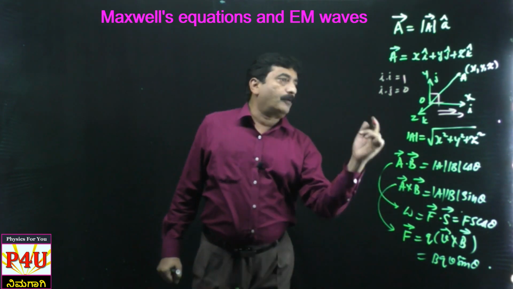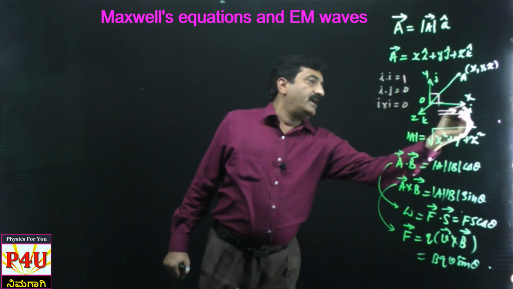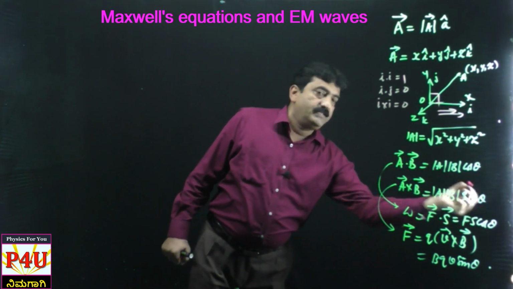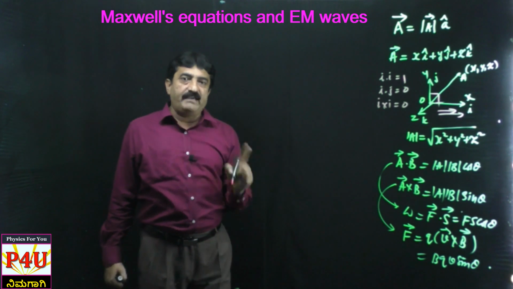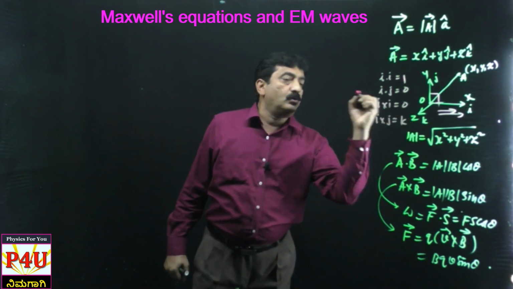When it comes to cross product, I cross I equal to 0 because I and I have angle 0, sin 0 is 0, so the cross product of the same vector is 0. Whereas I cross J is equal to K.